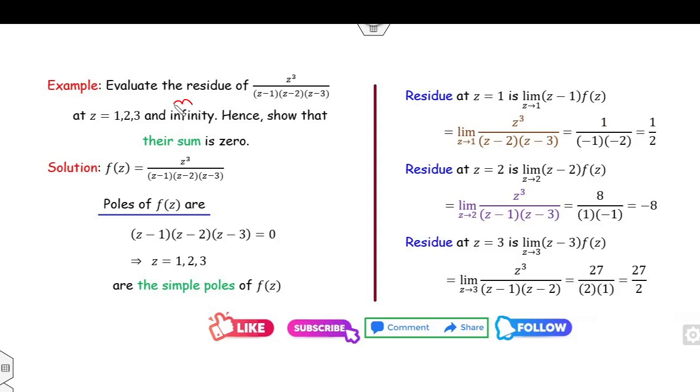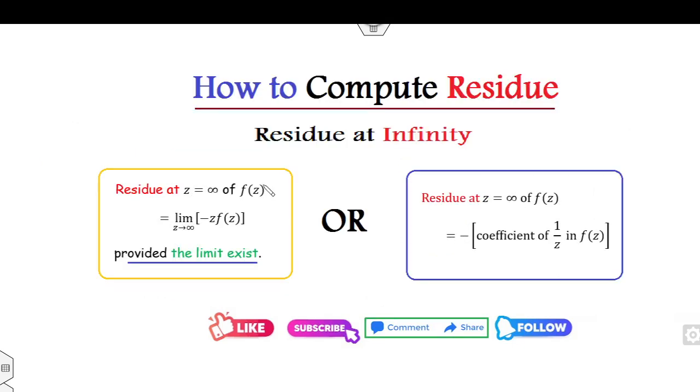Now the question arises, how can you find the value at infinity, because infinity is not a finite value. I will explain in detail how you can find the infinity value, but right now you can use either of the formulas. Residue at infinity is the limit as z approaches infinity of minus z f(z), provided the limit exists. Otherwise we can use minus the coefficient of 1 over z.